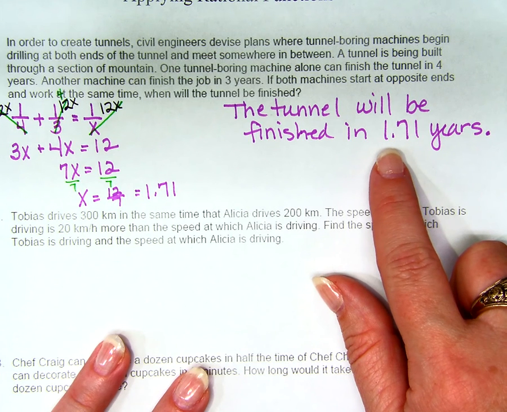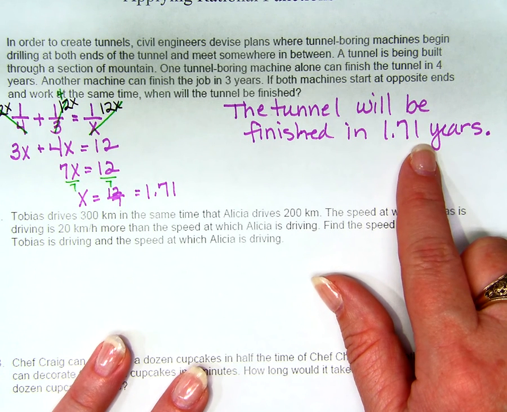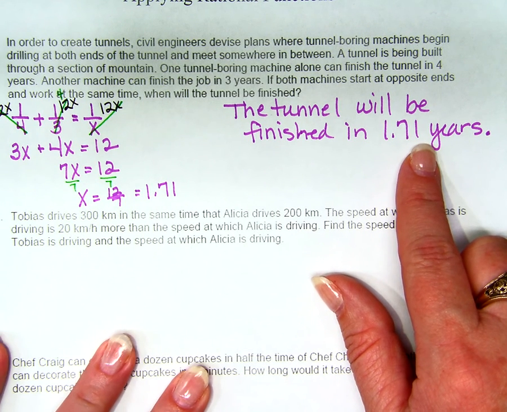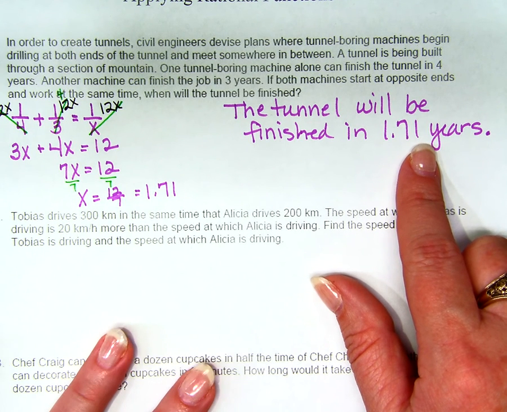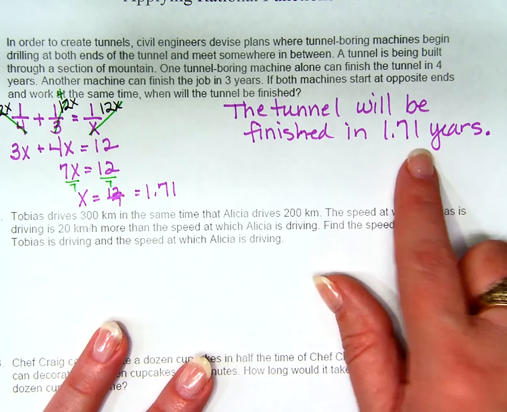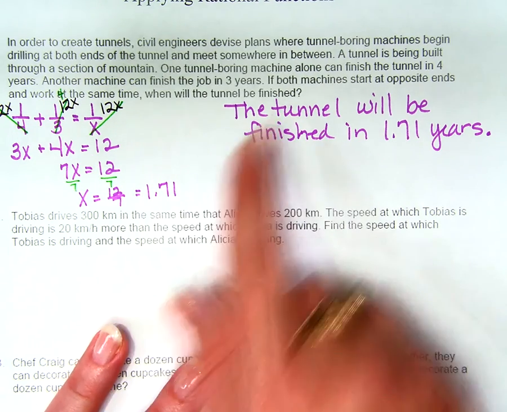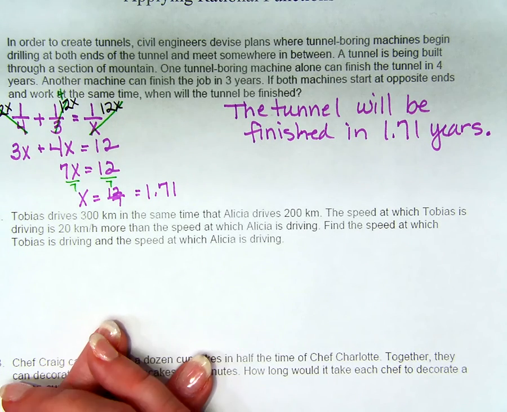72 days? Okay, no. 1 year and 71% of another year, right? So we could figure out how many days 71% of another year would be, if I asked you to. I did not. I just said, when will it be finished? Is 1.71 years an acceptable answer? Yes.